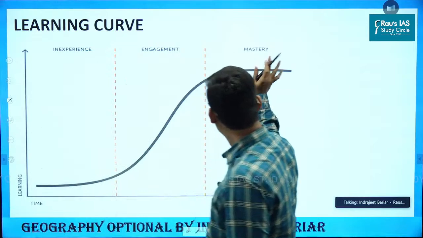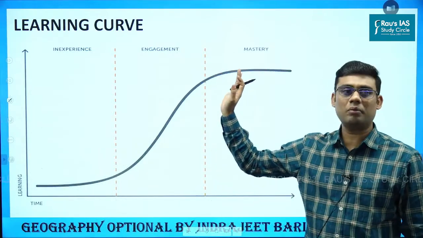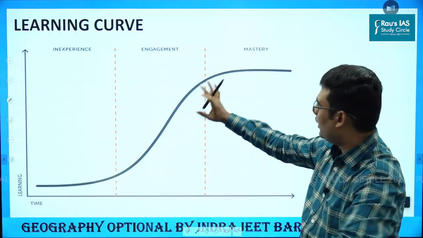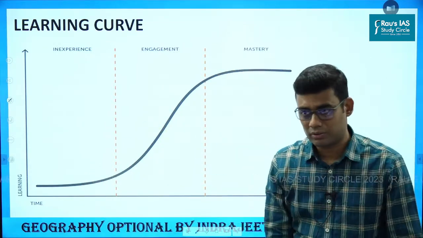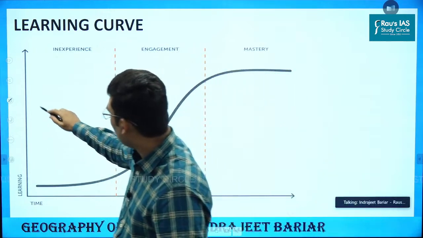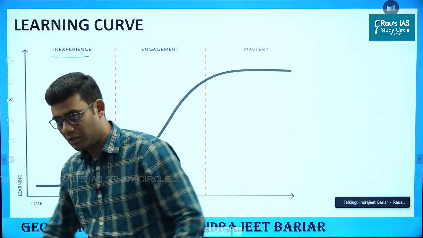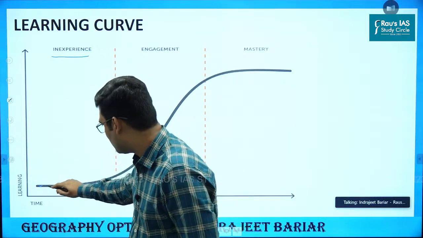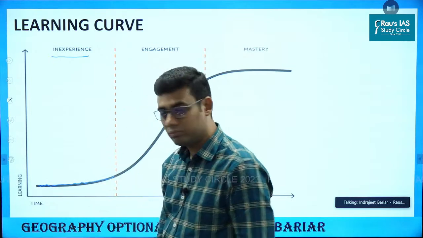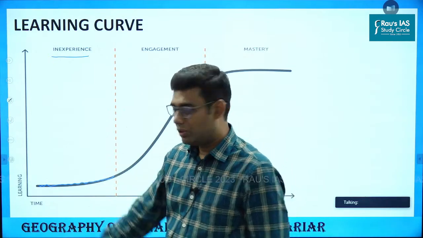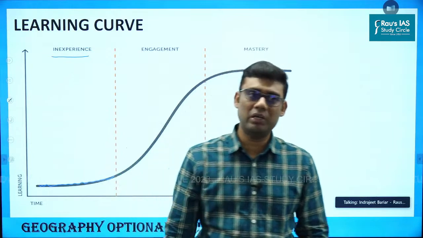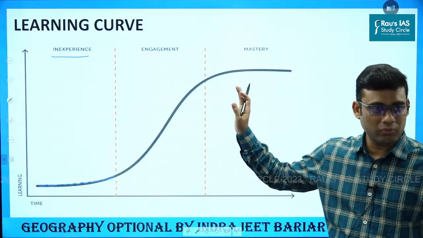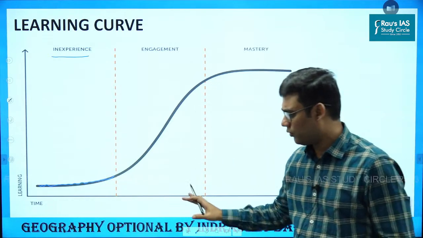And in the whole of this learning process, what I have explained to you till now, I identify it in terms of 3 phases. The first phase we call the inexperience phase. The inexperience phase is where you see the learning curve is quite low. This would be the time of basic concept building. This is a general learning curve, not related only to geography, but I use it in geography primarily.